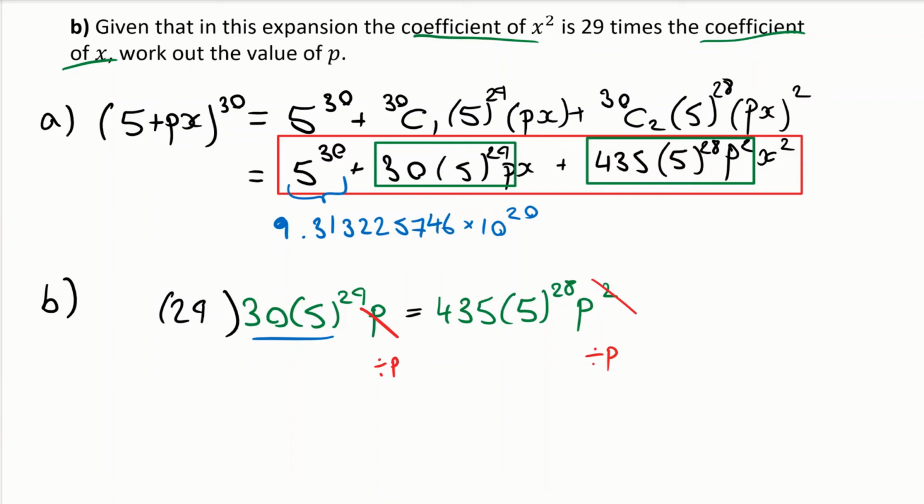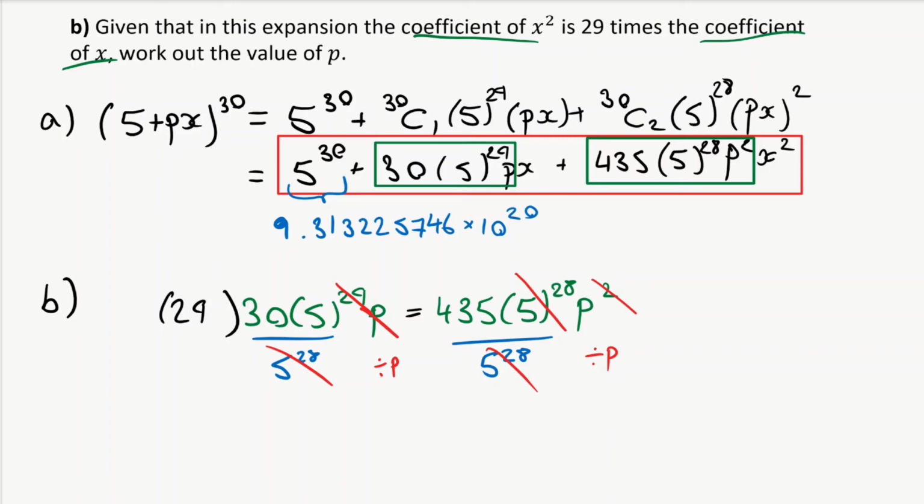I can divide everything by 5^28. So on the right hand side of the equation, 5^28 over 5^28 cancel out completely. On the left hand side, 5^29 over 5^28 cancel out such that 5^29 is now reduced to just 5. This is just basic power laws, which we have gone through at GCSE. If you're having trouble with that, I suggest you stop this video and revise that immediately. You can't be doing binomial expansion and not knowing your power laws.